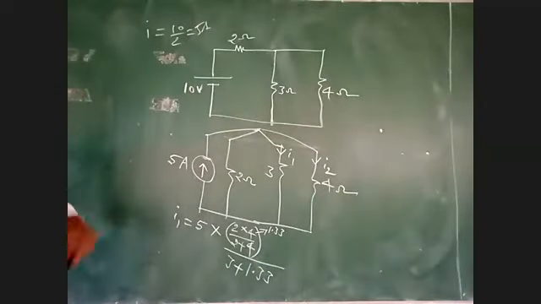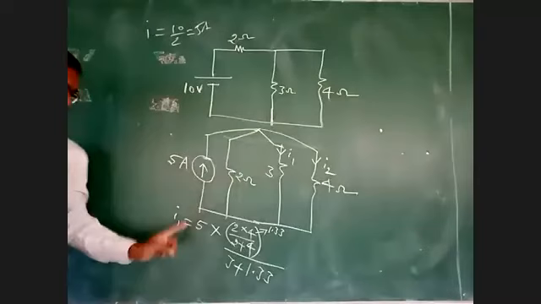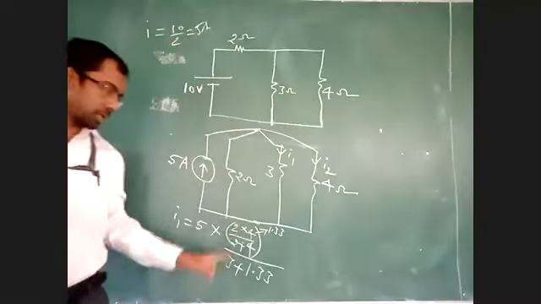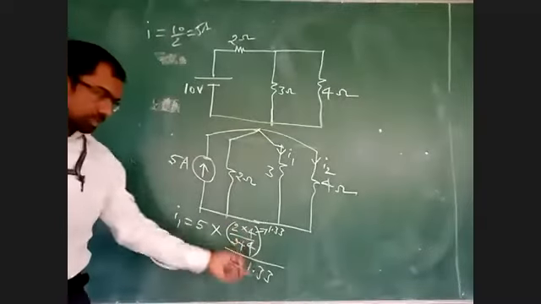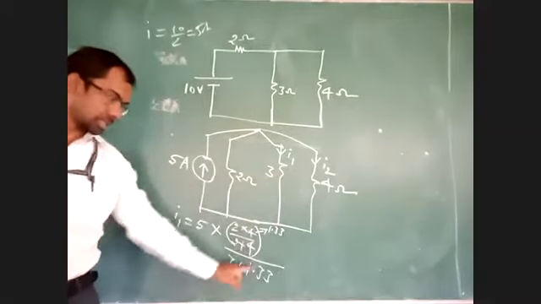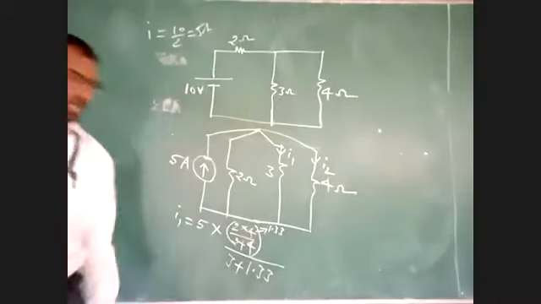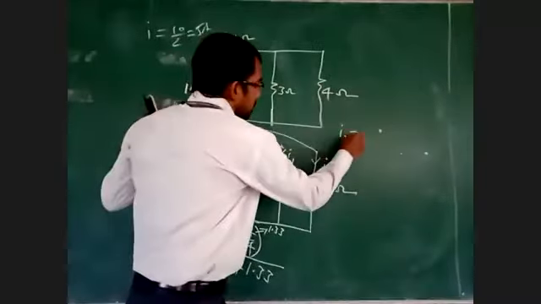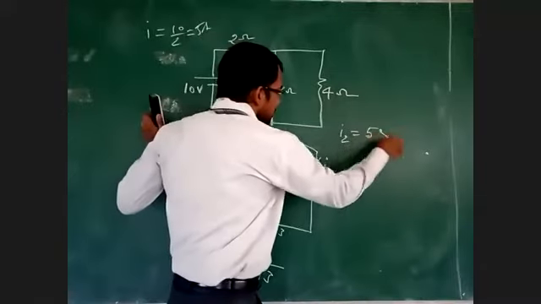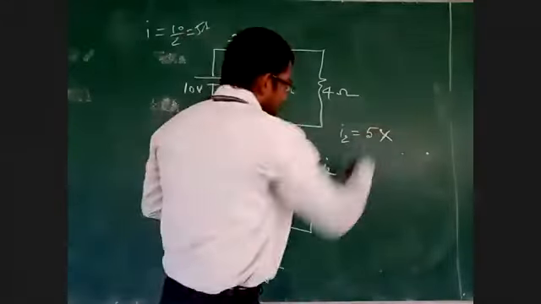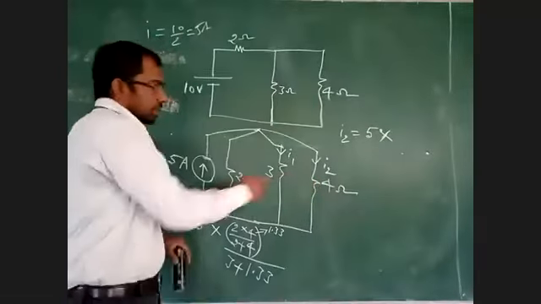This is your I1. I1 is equal to total current into the opposite branch for I1. 2 and 4 are in parallel, 2 into 4 by 2 plus 4, this value is 1.33. So 3 plus this parallel branch, the total resistance of the parallel branches. Similarly, I2 is equal to total current into, for 4 ohms, the opposite branches 3 and 2.